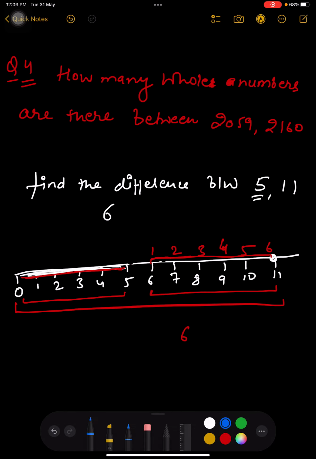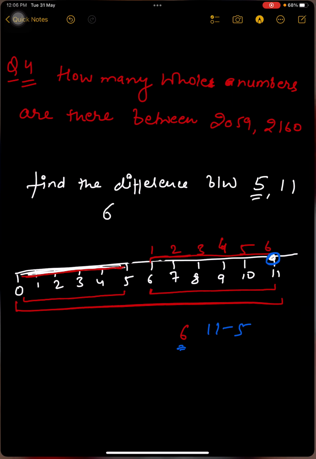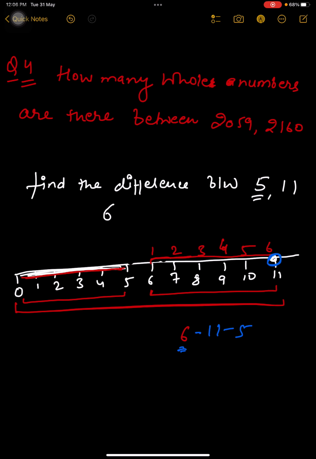So we got the answer 6. But if you look carefully, we are including 11 also, right? Now this is the one case. So total numbers we are left with, if we simply take the difference 11 minus 5, will be 6, right? So this is the thing.